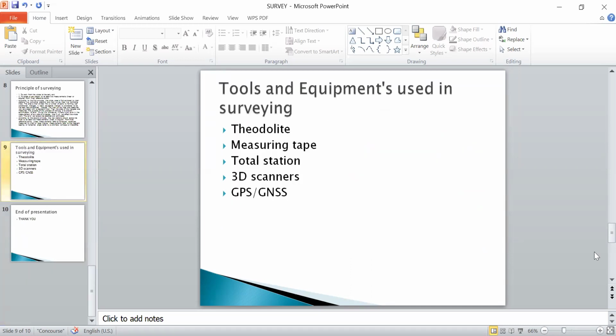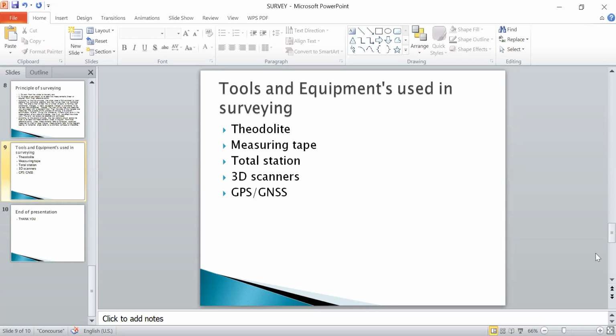So what are the tools and equipment used in surveying? Number 1 is a theodolite. A theodolite is a measurement instrument utilized in surveying to determine horizontal and vertical angles. Number 2 is measuring tape. This one is for measuring distances. Number 3 is a total station.